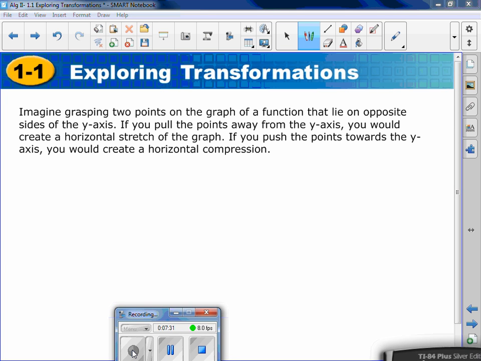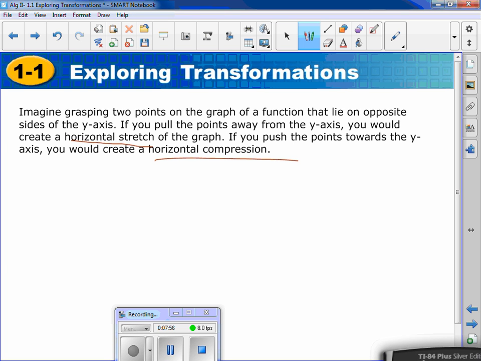What are the two things we're talking about in this paragraph? Okay, pulling or pushing, but there are words that go along with it. We're talking about horizontal stretch and horizontal compression. What do you do for a horizontal stretch? I already heard push and pull.